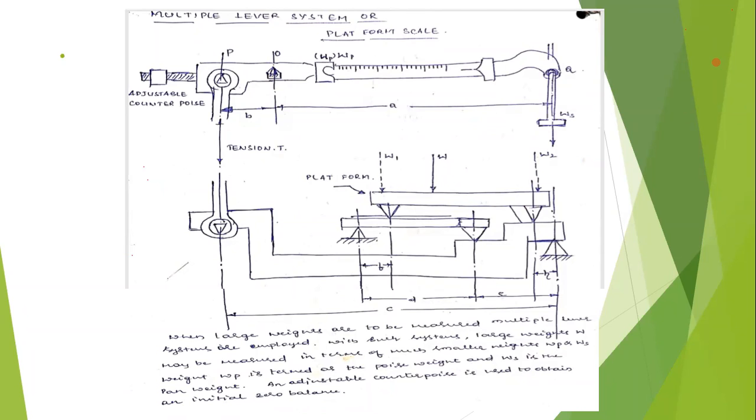Once again, the principle of operation of a platform scale: keep the bag containing any item, say for example 43 kgs of rice, and place it on the platform. Then that weight exerts force on this lever, which is hinged at one point, and the other end is free. This end exerts force on the main lever. This main lever is again hinged at one point, and the other end is free and connected to the tension bar.